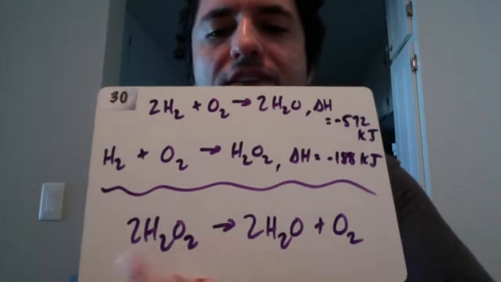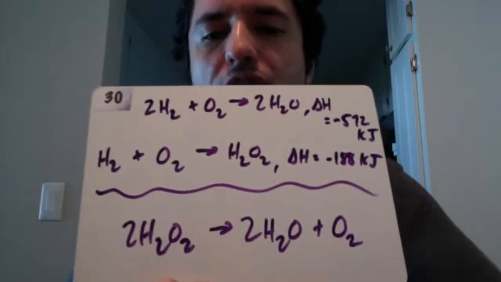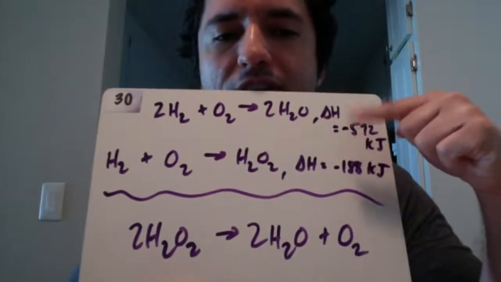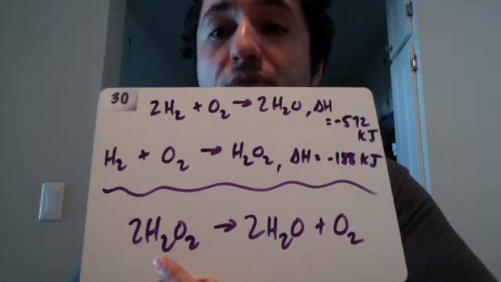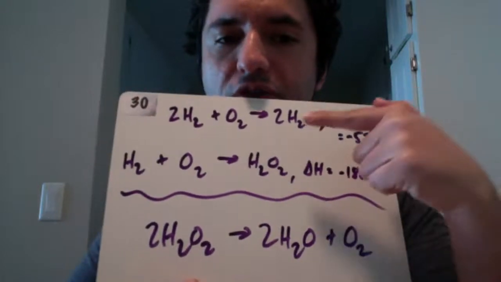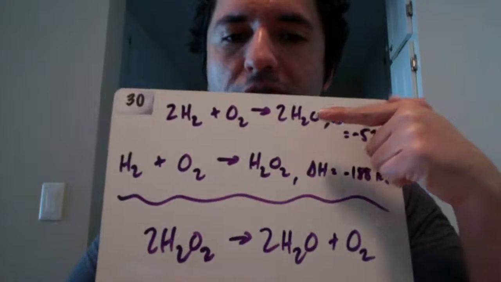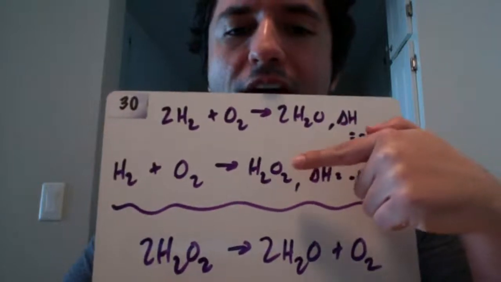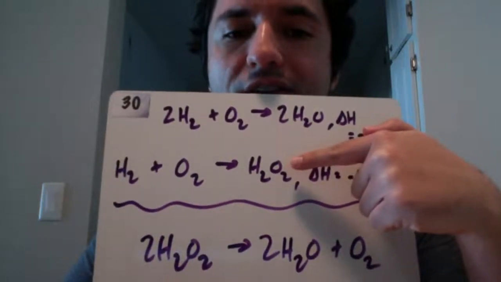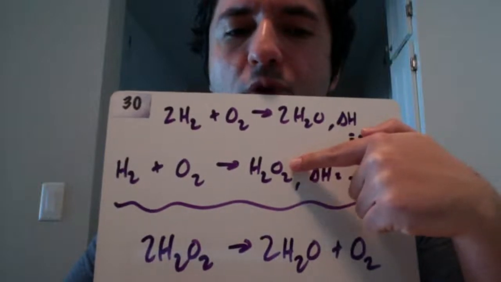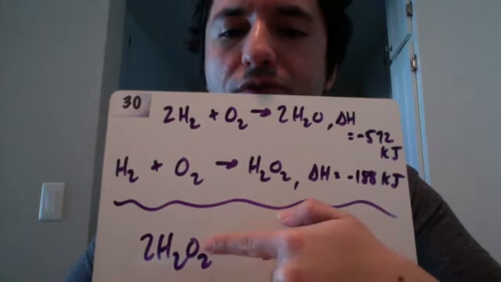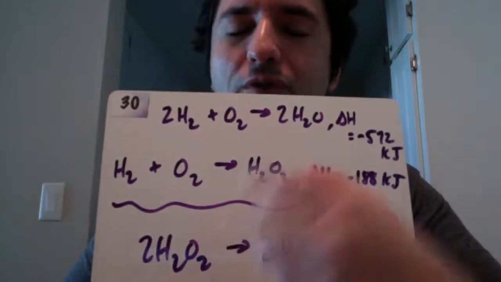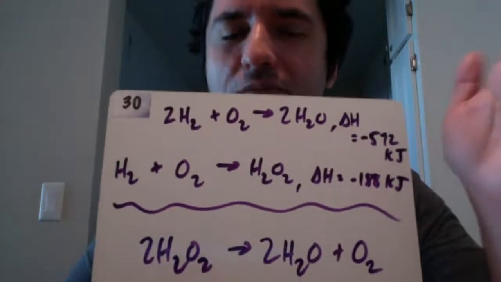So you're trying to get this reaction, some target reaction, by manipulating these ones. So for example, I want H2O2 on the left. There's no H2O2 in the first one, but there is in the second one. However, it's on the wrong side, and it's the wrong amount. There's only 1 mole of H2O2 here as a product, and I need 2 moles of H2O2 as a reactant. So you have to play around with the math. It's some trial and error.